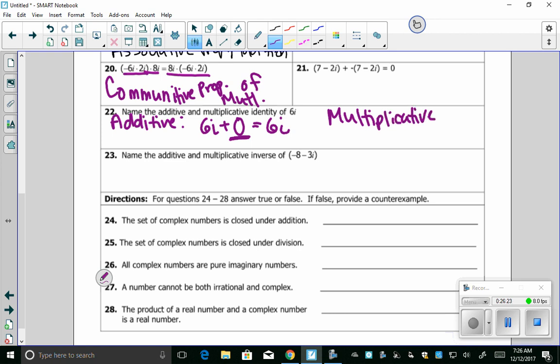With the multiplication property, you ask yourself, what do I multiply 6i by to give me 6i? 1.